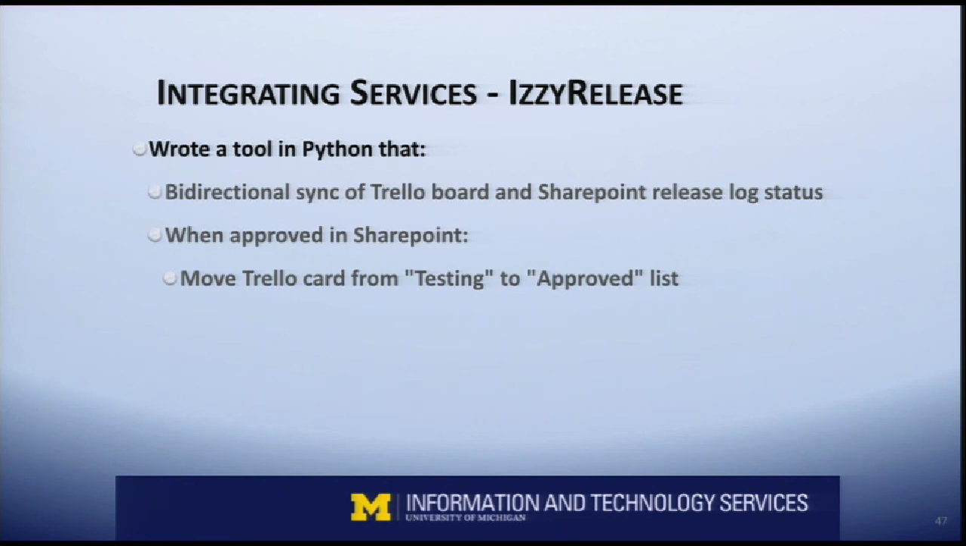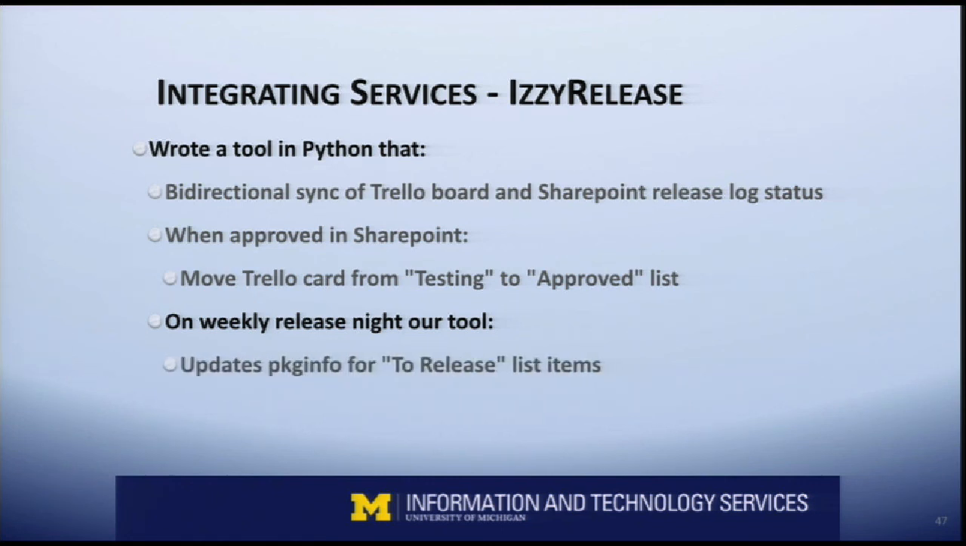Then I moved on to getting approved items from SharePoint to physically move the card from testing to approved. That was a manual process, so that was automated. Then on our weekly release night, we release every Thursday night, I made it update the package info files from the testing catalog to the actual production catalogs that they need to have.